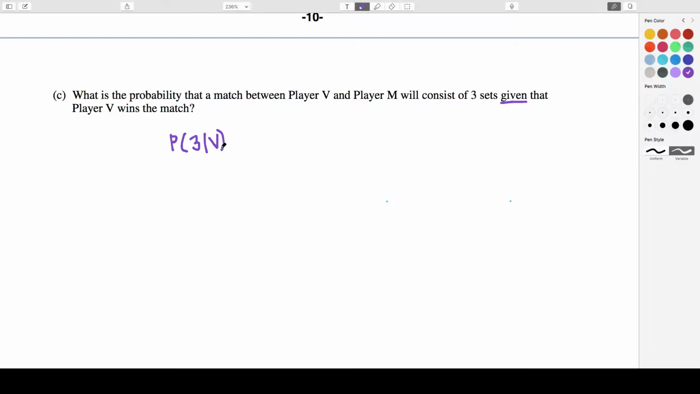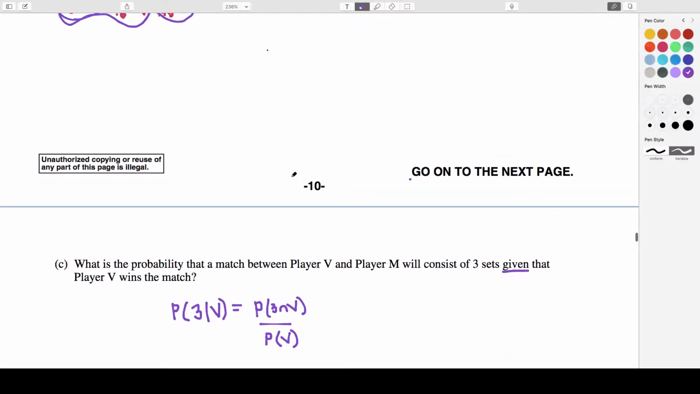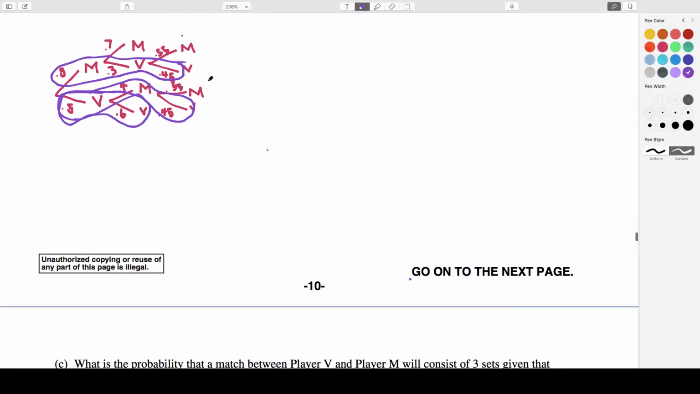So what's the formula? P of 3 and V over the probability that V wins. So where can I get all of this information? Back at the tree. So 3 sets and V wins. Where is that?